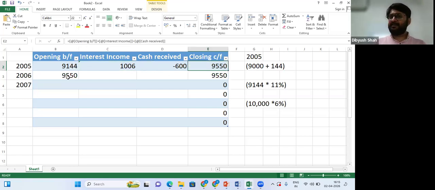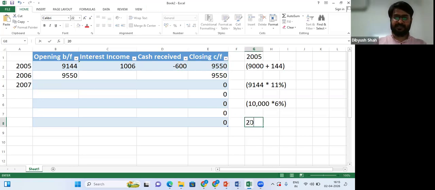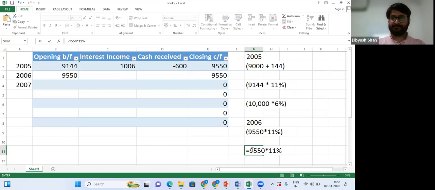9550. Second year, carried forward 9550. So second year, 2006, opening there is no entry, but for interest, 9550 into 11%. I'm doing it here only. 9550 into 11%. What is it coming? 1051.